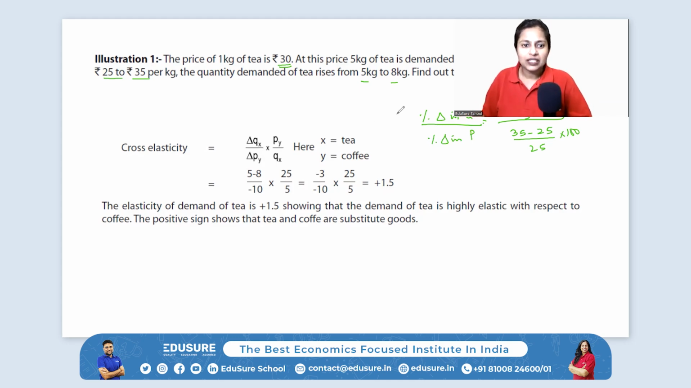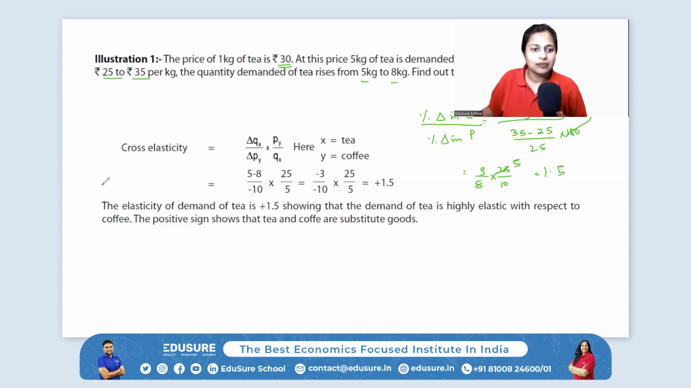So what is the cross price elasticity? This 100 is cancelled. So this is 3 by 5 into 10 by 25, right? So this is 5 and this is 15 by 10, which is 1.5. Okay, so the elasticity of demand for tea is 1.5, showing that tea is highly elastic with respect to coffee. The positive sign also shows that tea and coffee are substitute goods.